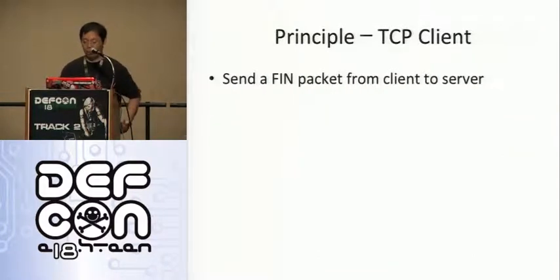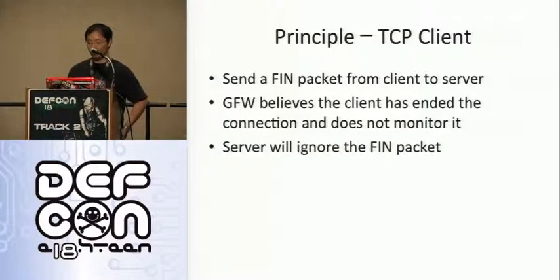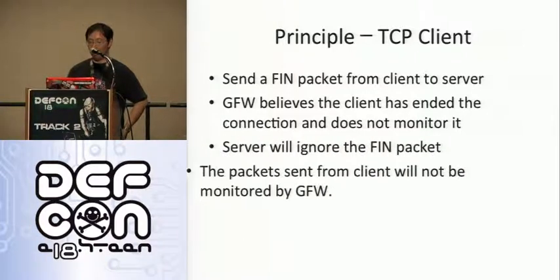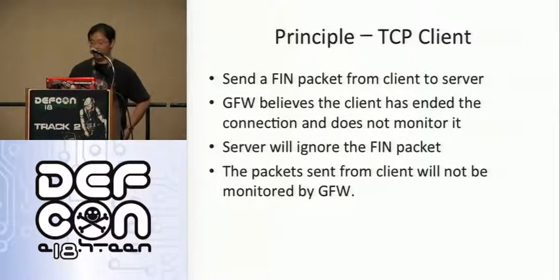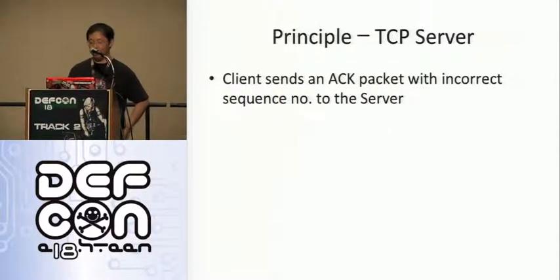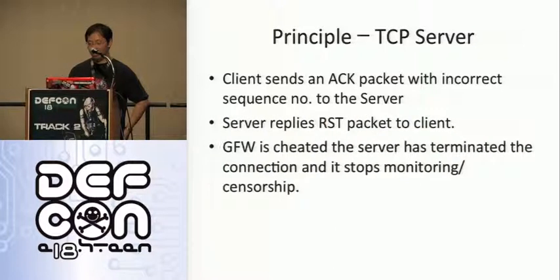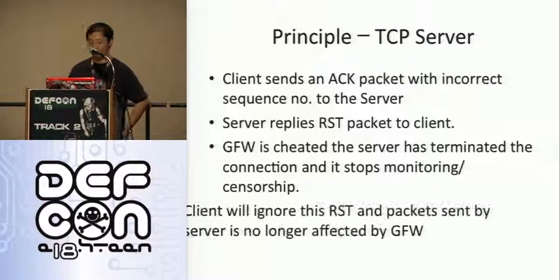The theory behind that is to send a FIN packet from the client to the server, and the GFW believes the client has ended the connection. Then the server will ignore the FIN, and the packets sent from the client will not be monitored by the GFW. Another approach is that the client sends an ACK packet with an incorrect sequence number to the server, and the server replies with an RST packet to the client. The GFW is cheated, thinking the server has terminated the connection, so it stops the monitoring and censorship.